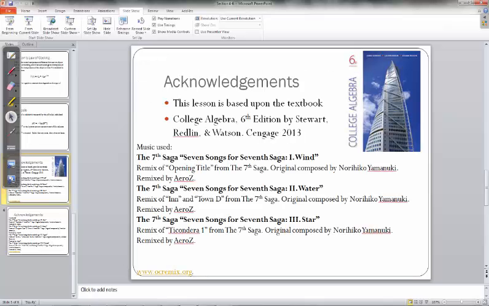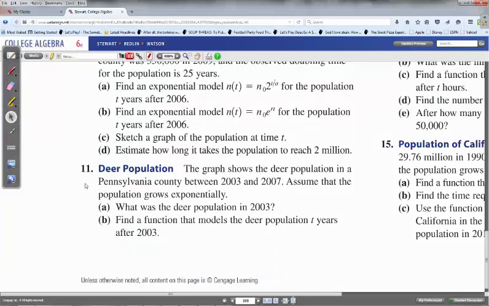That's all the theory we're going to look at, so let's do some examples. Alright, we're going to look at problem 11 here on page 395. The graph, I'll go up to the graph in a second, shows the deer population in a Pennsylvania county between 2003 and 2007. Assume that the population grows exponentially. What was the deer population in 2003? Find a function that models the deer population t years after 2003.